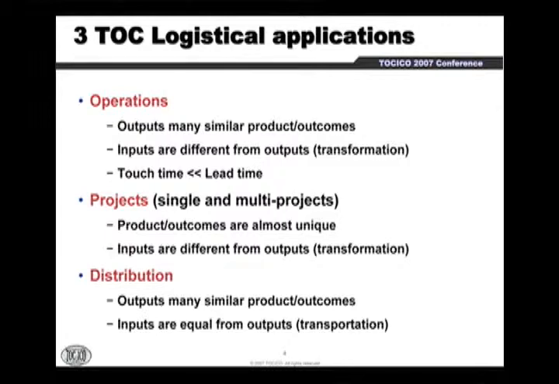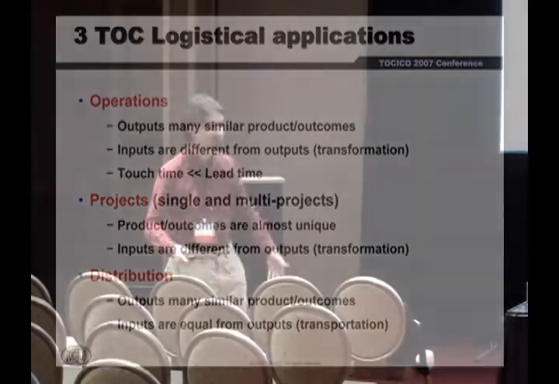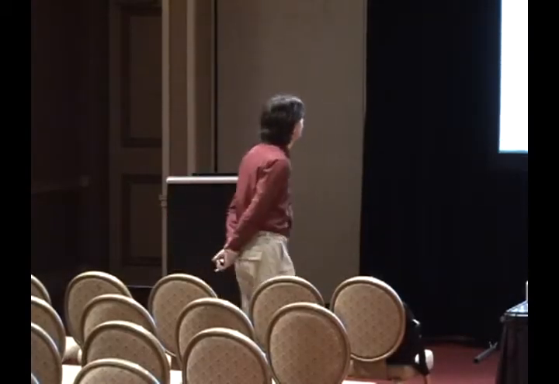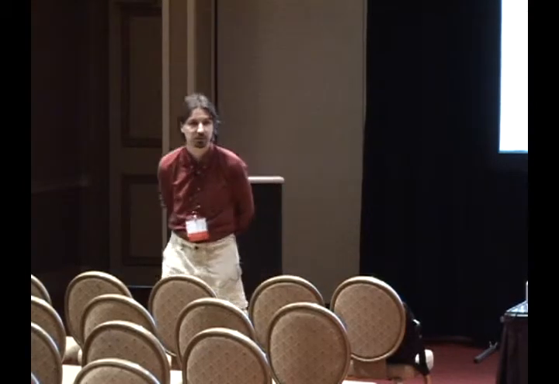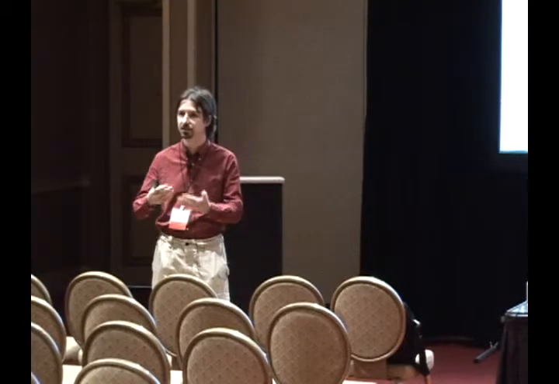And then we have distribution. Distribution is another, simpler form of transformation. You basically move things around so that they will be ready when somebody needs them, at the place they need them, at the time they need them. Well, what do they have in common? If you were to look at them critically, is there anything in common between the three TOC solutions?